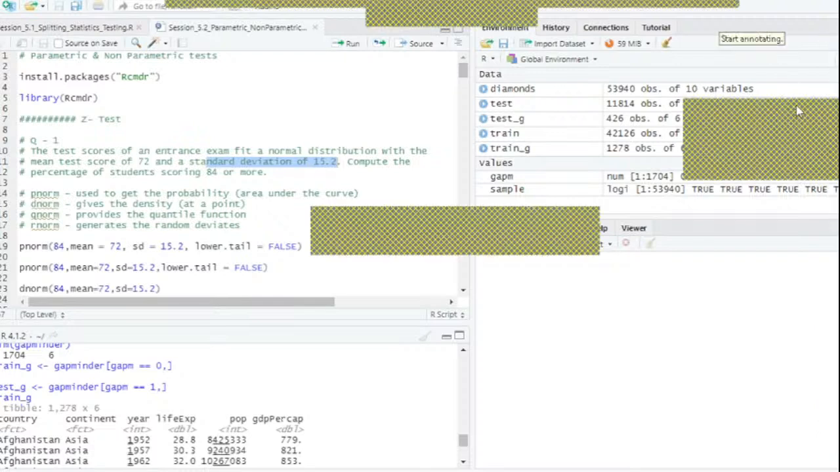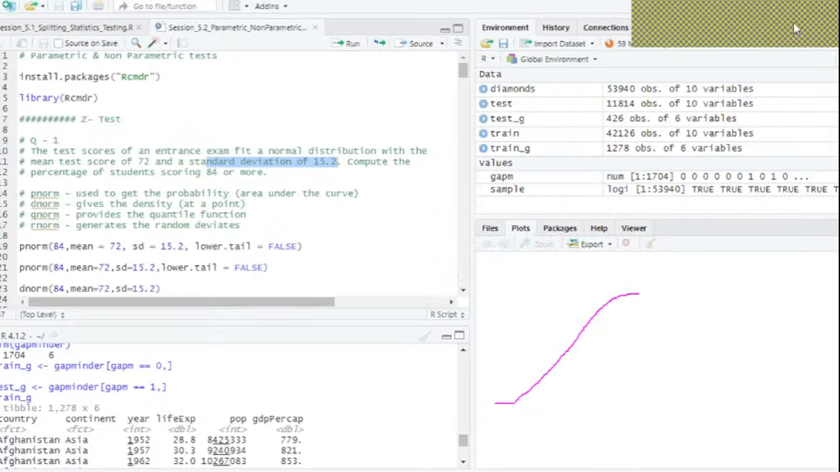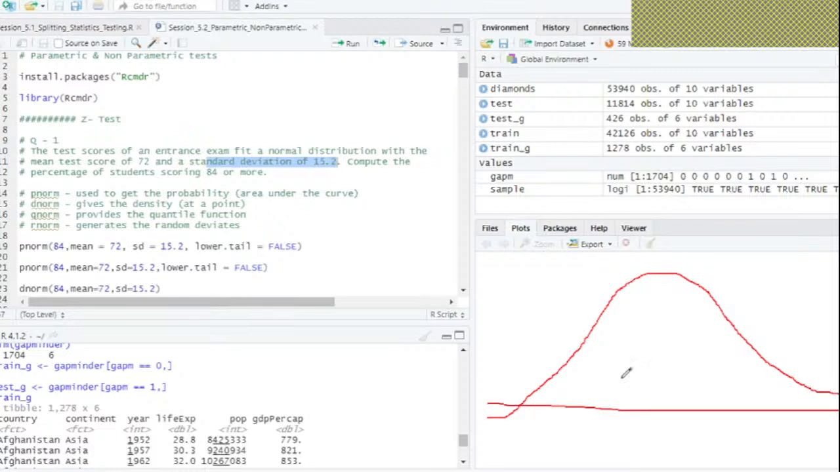So what it is saying is that if this is a normal distribution, right? Mean is 72, right? And the standard deviation they have given is 15.2. Now they want to know, you want to compute the percentage of students scoring above 84, right? So you want to compute the students who scored above 84, this part on the right side of 84, right? The question is clear.